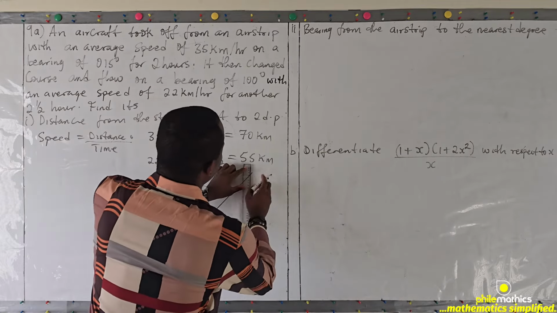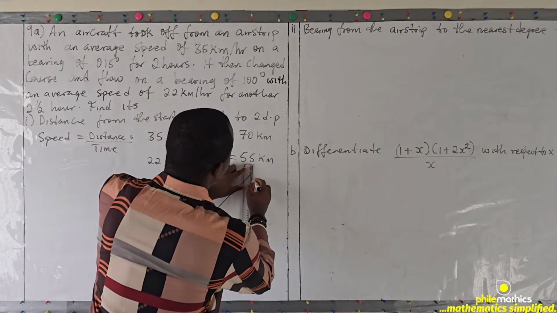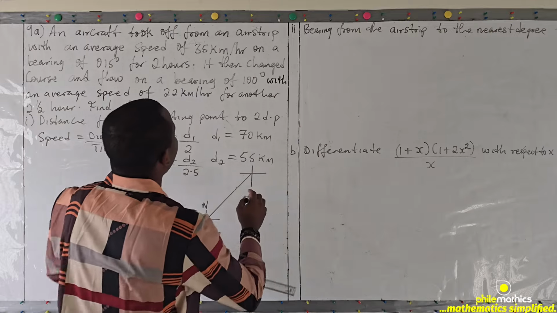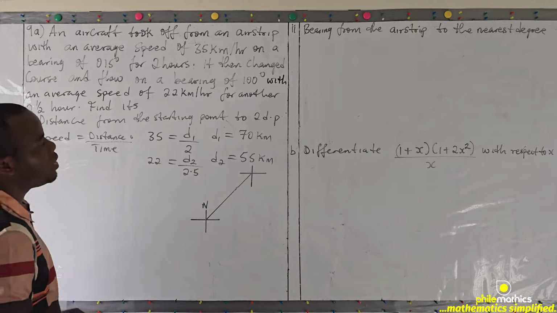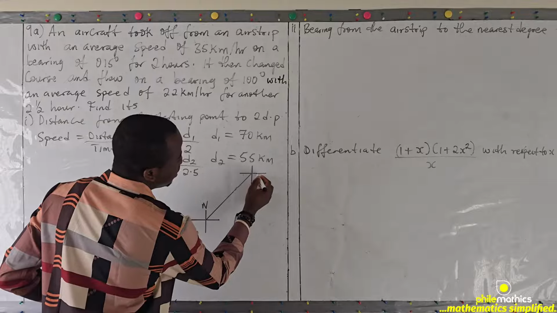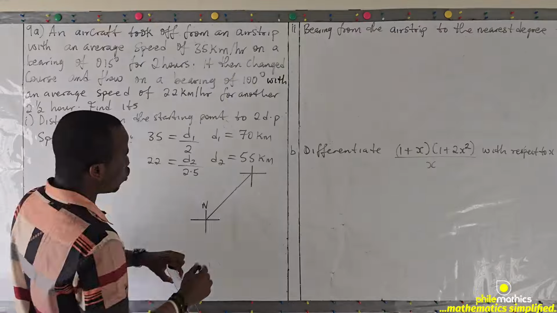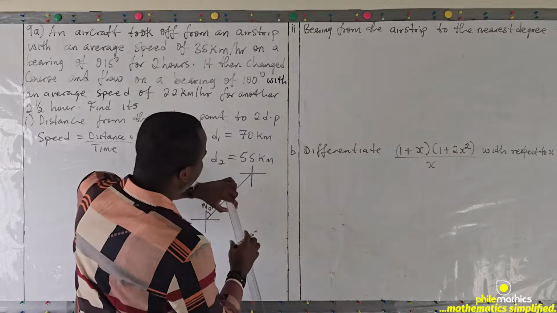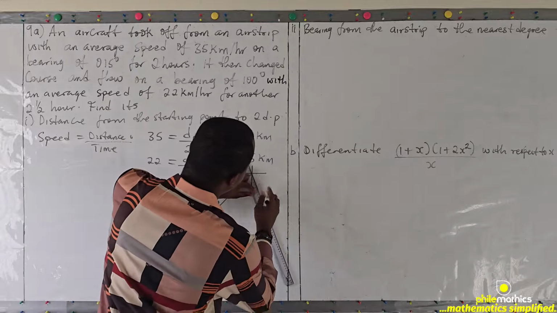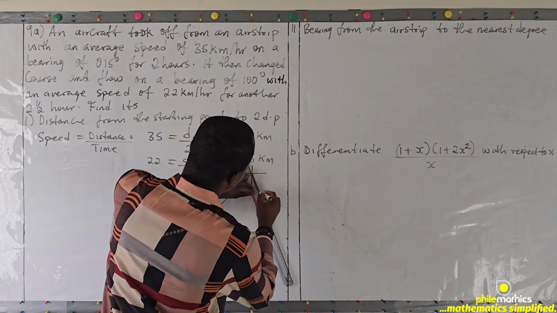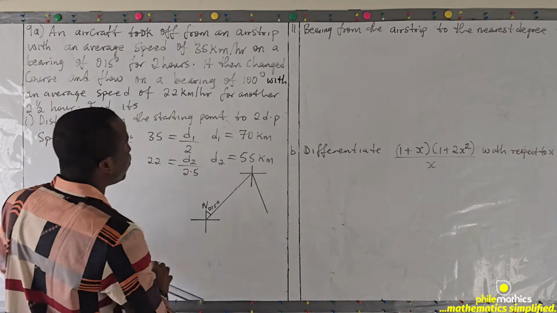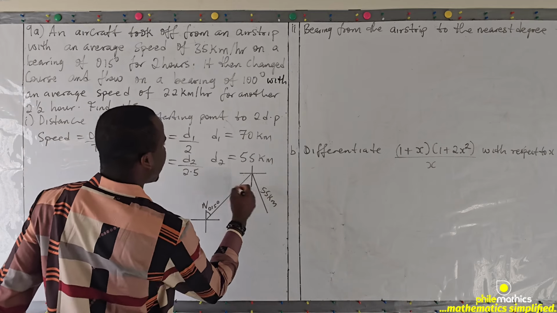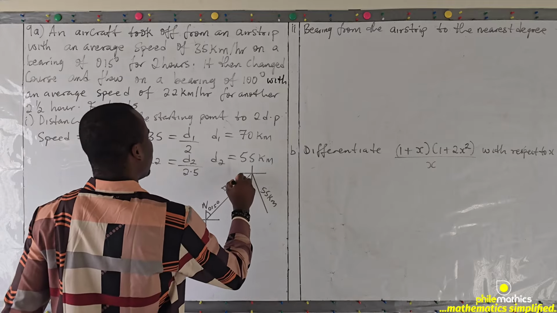And then after getting to this point, it took another journey for 100 degrees. Remember, this is 90 degrees. 100 degrees will be in this direction. So this is 0, 15 degrees. So 100 degrees will be around this direction. But it will not go too far because this is 55 kilometers and this is 70 kilometers.